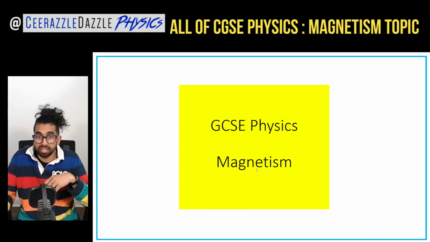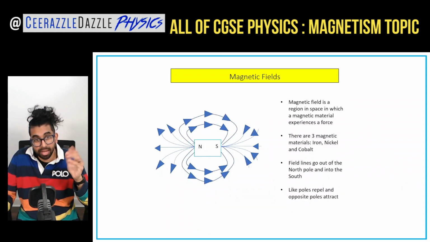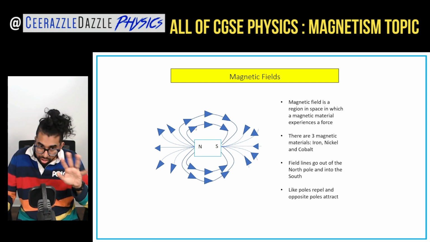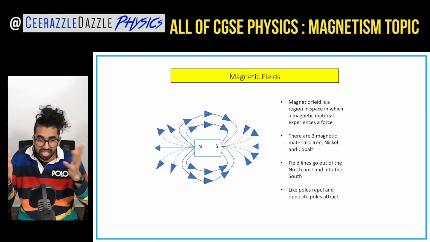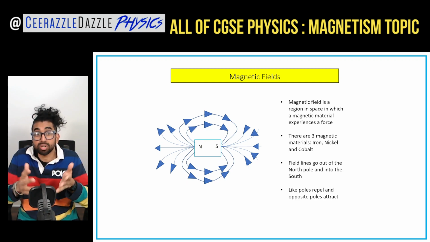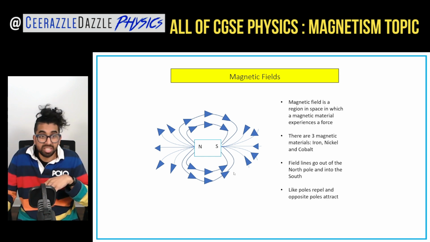Let's get started. So, first of all, we have a bar magnet over here. A region around a bar magnet in which a magnetic material can experience a force is called a magnetic field. Over here, we can see that the field lines go out of the North Pole and into the south. And that's why I have the arrows over here.